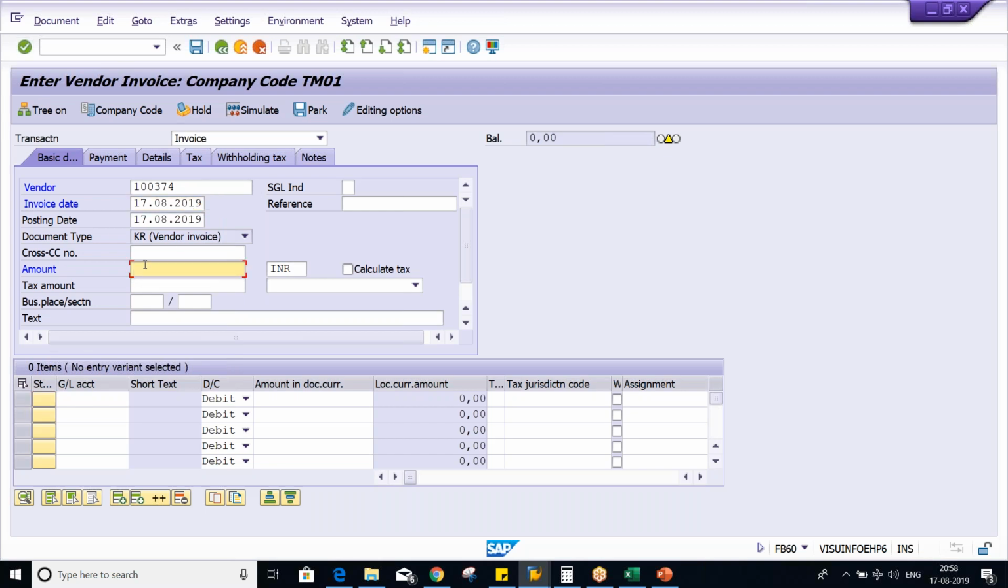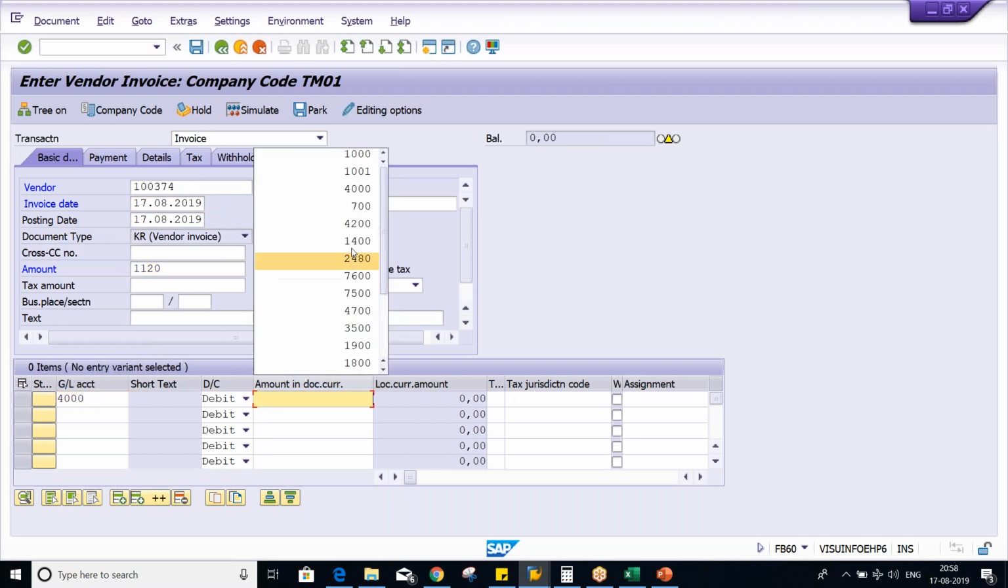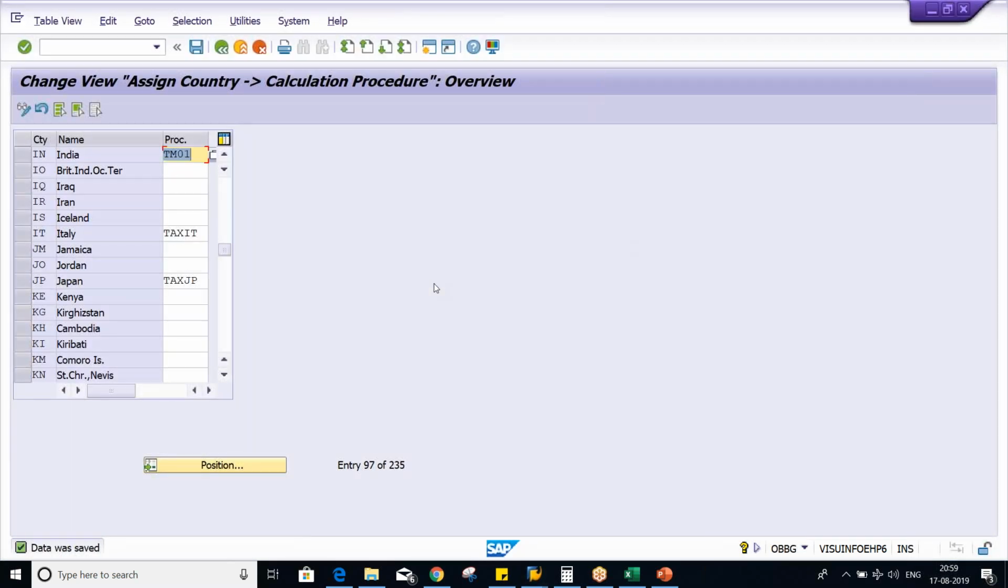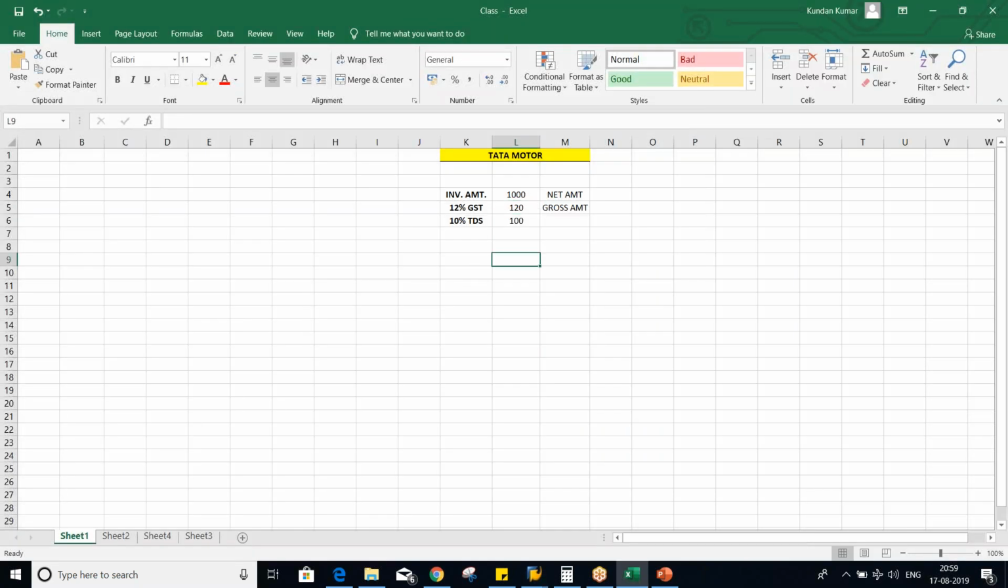It will be on gross amount, right? So now, once again, let's suppose the tax calculation will happen on which amount, guys? The tax calculation will happen on both. Gross amount means 1000 plus 120. So here the 10% TDS means 112. This much TDS is supposed to be deducted, right?